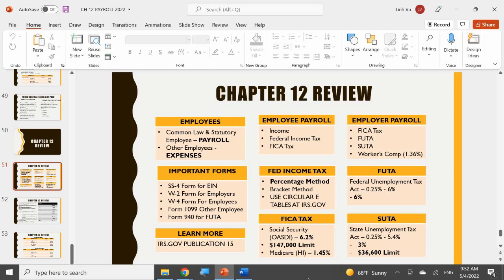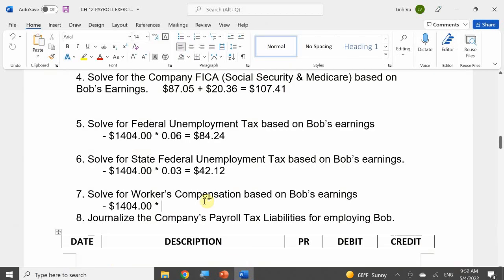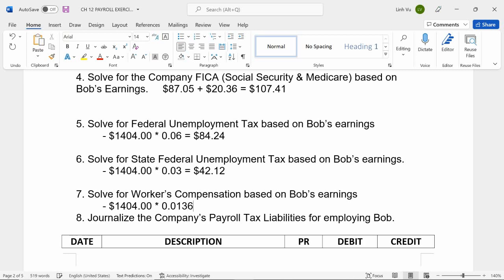Employee payroll. Okay. 1,404 by 0.0156 gives 19.9, and we keep the 9 as a 9.